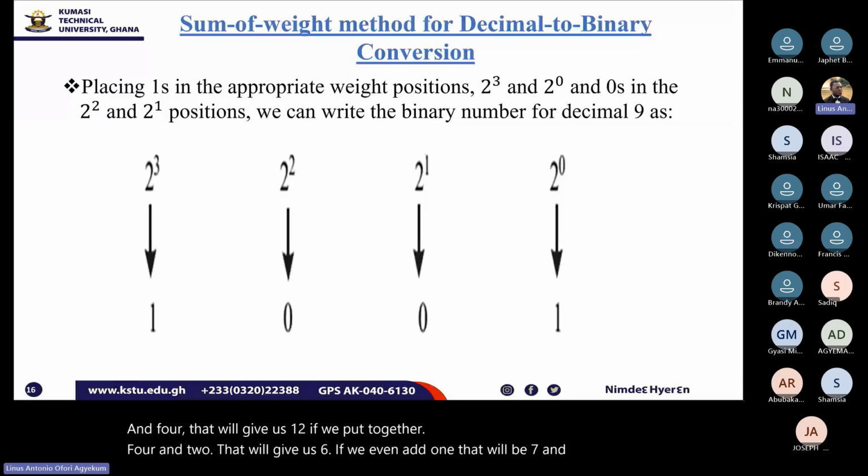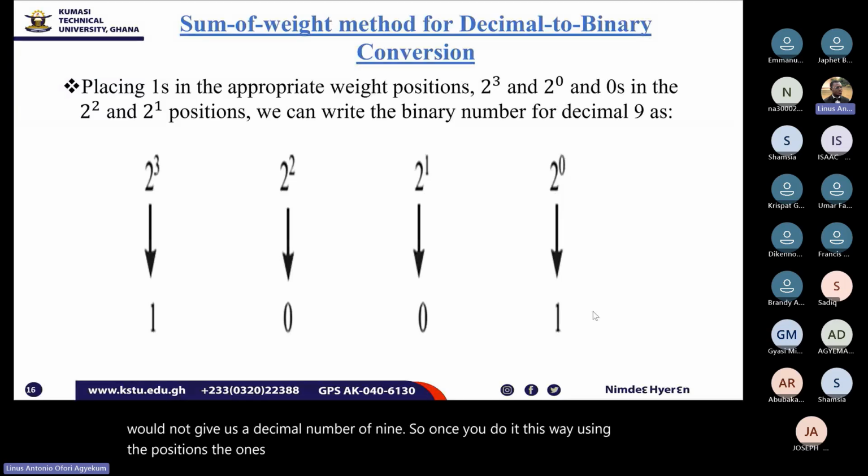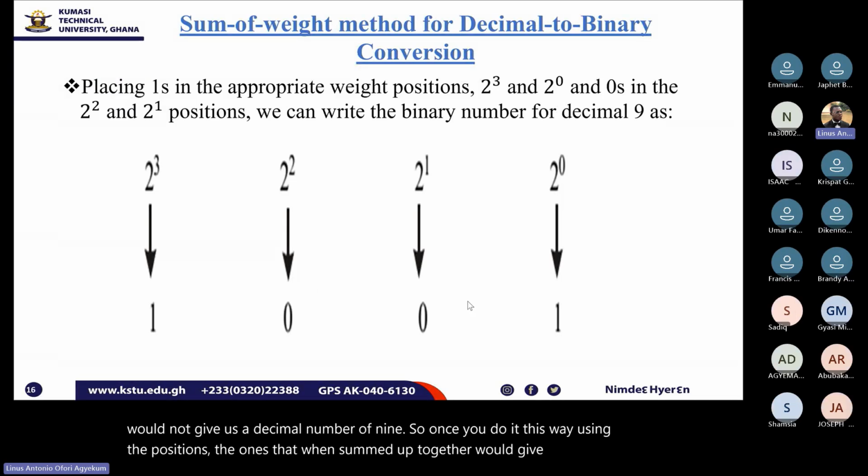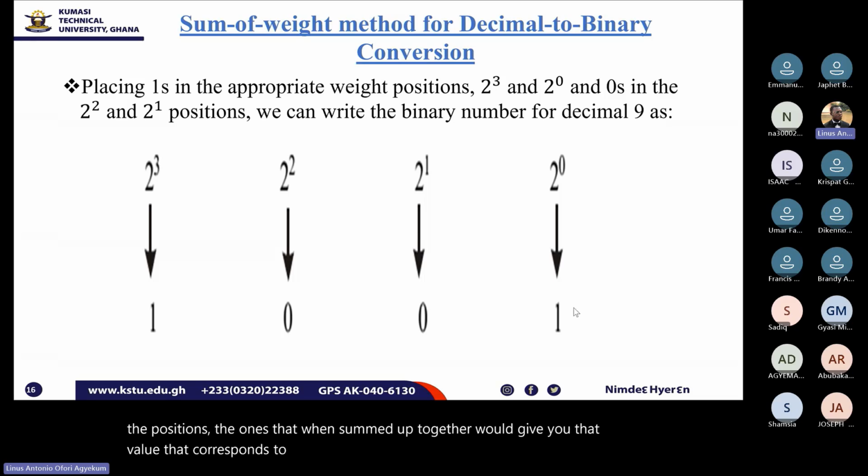So once you do it this way, using the positions, the ones that when summed up together would give you that value that corresponds to the decimal number are the ones that will be represented by a 1, and the others will be represented by what? Zeros.